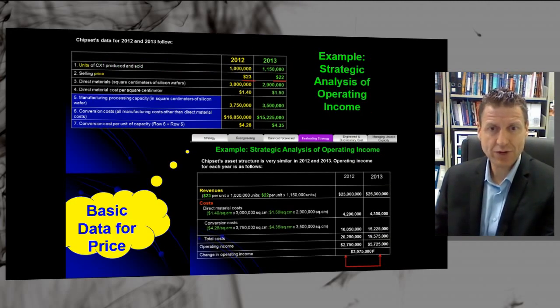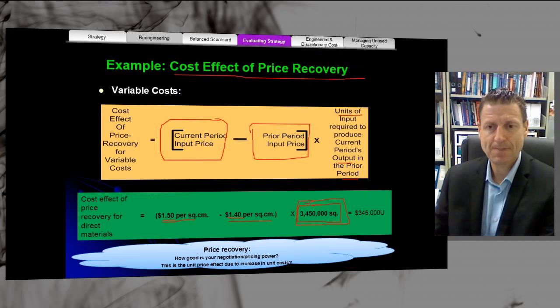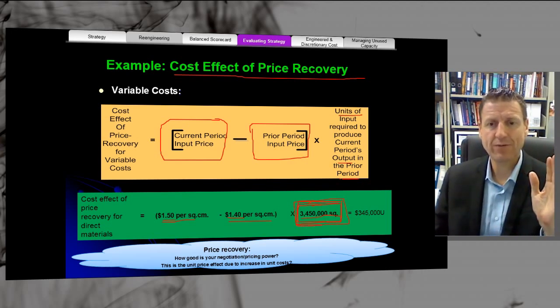That was the 3 million square centimeters used in the prior period, multiplied by 1.15 divided by 1, and that gave us the 3.45 million square centimeters. So we are adjusting. We are getting the units of input required to produce the current period's output in the prior period. Okay, so we've got this 3.45 million square centimeters here.